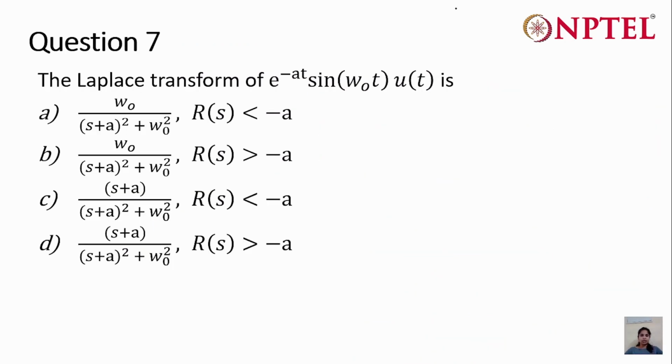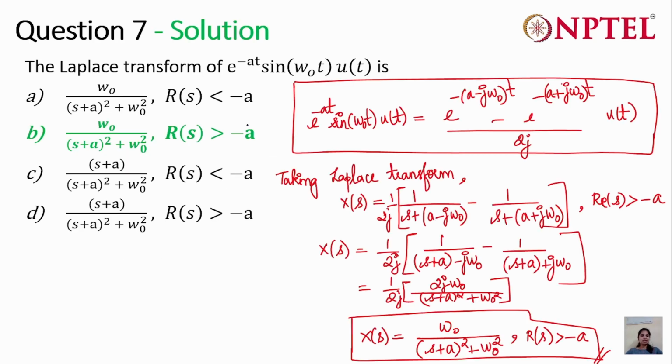Okay. So same way when I have e power minus at with respect to sine of omega naught t, again it's very straightforward. So basically you just have only a translation in s. So automatically we can say option B, omega naught by (s plus a) the whole square plus omega naught square, and again real part of s greater than minus real part of a.